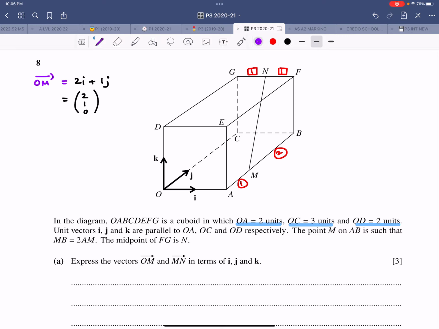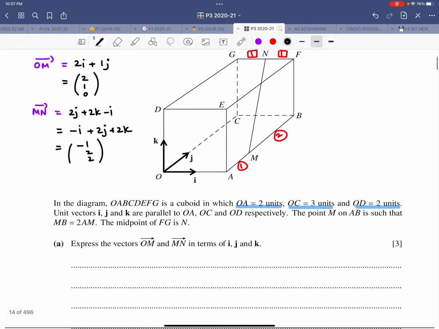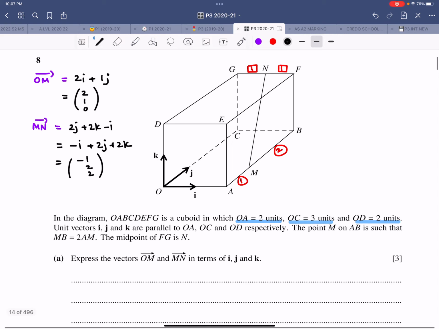Second thing they're asking, that is MN. You have to move this much, that is 2j, and then you have to move up, that is 2k, and then 1 unit to the left, that is negative i. So 2j, 2k, negative i. Rearrange: negative i plus 2j plus 2k. Write it as the column vector negative 1, 2, and 2. That is MN. So MN is also done. So 3 marks for this. This is basically part A.